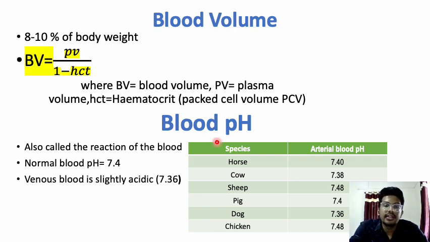The blood pH is another characteristic. It is otherwise called the reaction of the blood. We know pH is the negative power of the logarithm of the hydrogen ion concentration. So the blood also has got a pH. The normal blood pH is 7.4, but the venous blood is slightly acidic. Why? Because of the presence of carbon dioxide, which is an acidic type of gas. And here I have added the arterial blood pH of various species. We can see that all species are having a blood pH of 7.35 to 7.5, almost in and around the same range of 7.4.